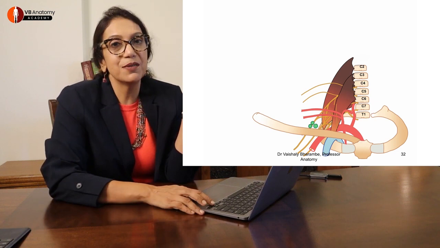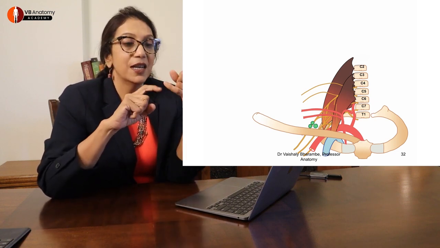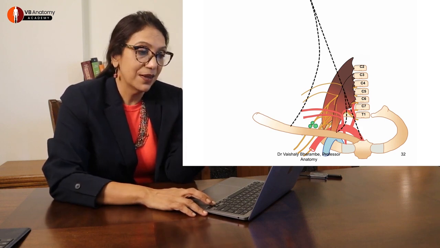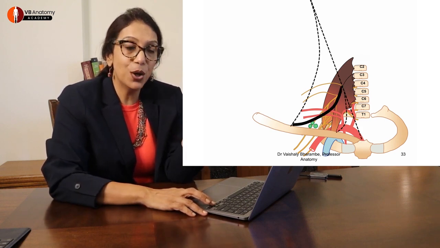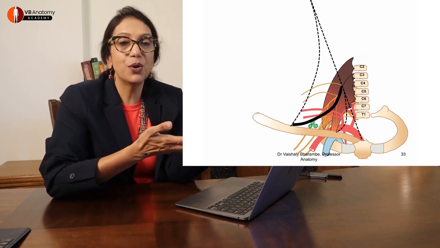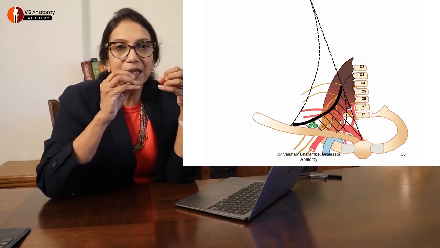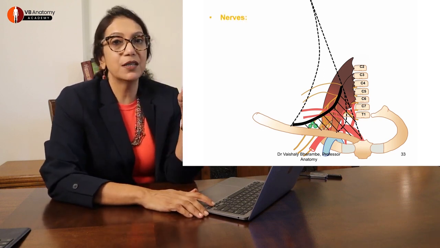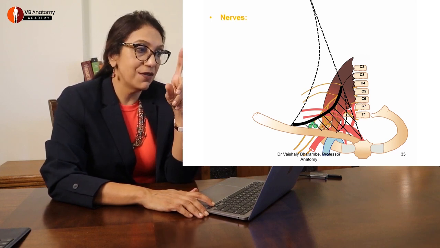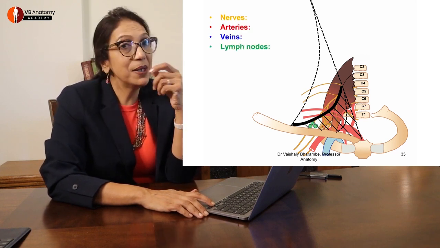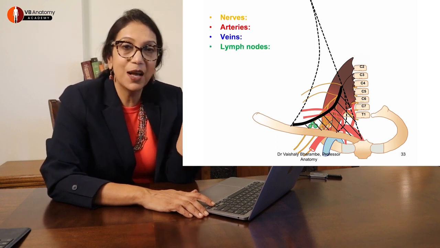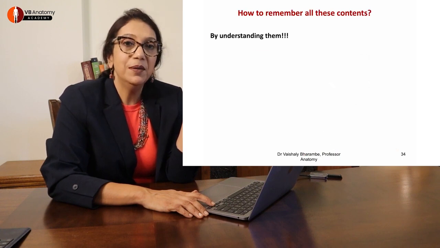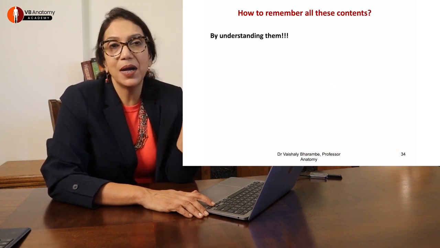So what we're going to do is we're going to group the contents into, so that's your triangle. That's your inferior belly of omohyoid. And this is where your contents are, packed in that tiny little supraclavicular triangle. So we are going to group the contents into nerves, arteries, veins and lymph nodes. Maybe that will help you to remember. Let's see how it works. Try to remember by understanding. There's no point in mugging at all.